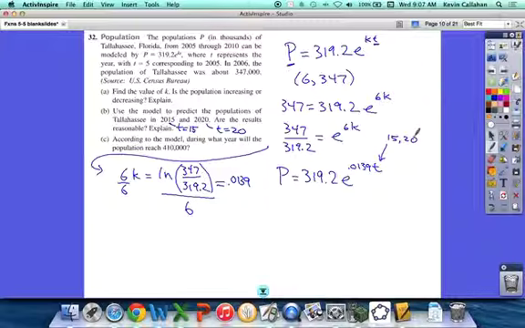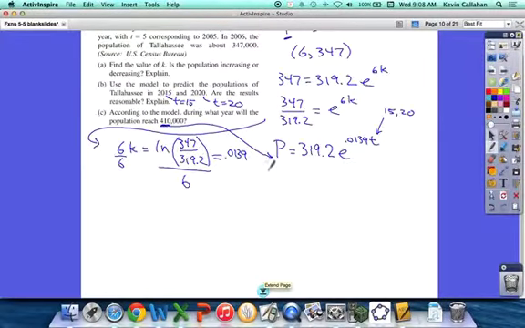Then you could also do like this one says, according to the model, in which year will the population reach 410? So they're asking you to do what? Plug in 410 in the place of P there. So we'll have 410 equals 319.2 e to the 0.0139 t. Solve for the t. Isolate.